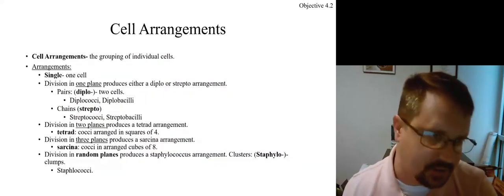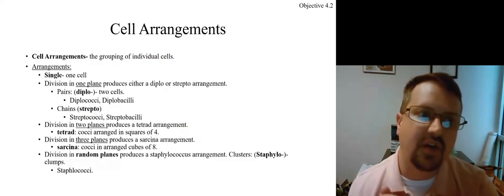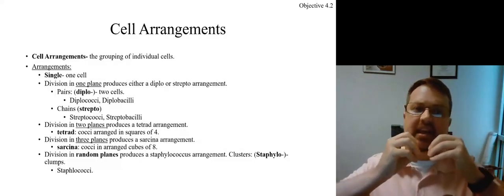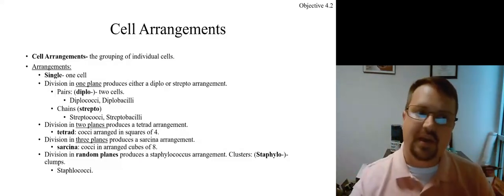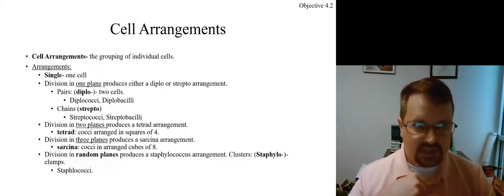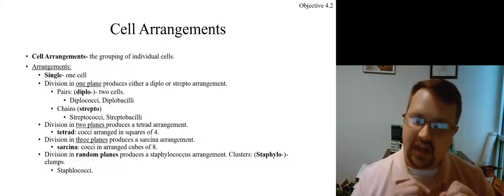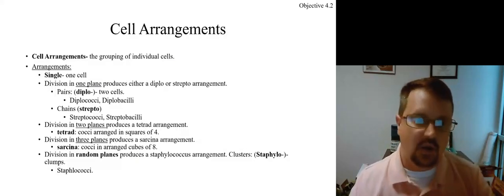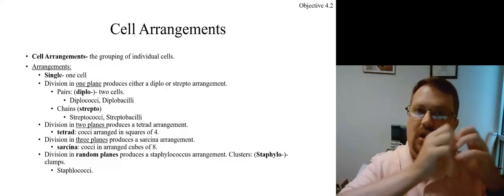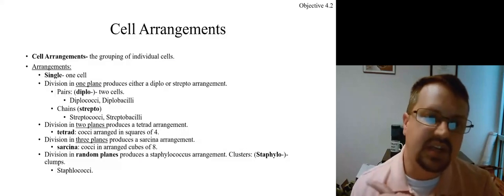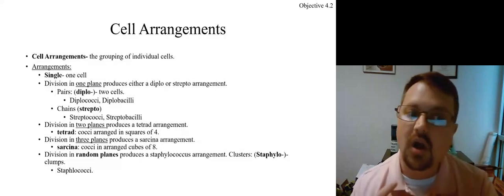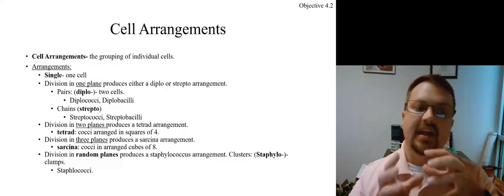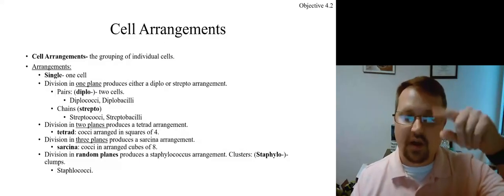All right. Now cells can take arrangements. Arrangements are the different ways cells stick together when they divide, the grouping of individual cells. For example, if they are by themselves, they are called single. When division happens in one plane, it could be diplo or strepto. Diplo is two cells, strepto is chains. For example, a diplobacillus or a streptobacillus, a streptococcus. In two planes, there's a tetrad. Tetrads are fours, a square of four.